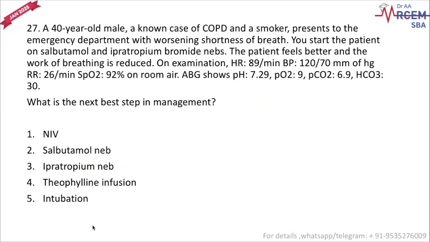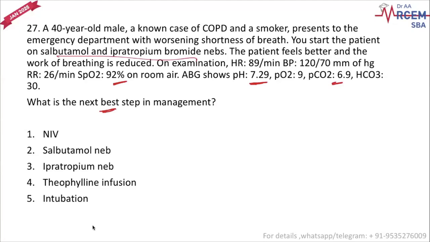A 40 years old male, a known case of COPD and a smoker, presents to the ED with worsening of the shortness of breath. You start the patient on salbutamol and ipratropium bromide nebs. The patient feels better and the work of breathing is reduced. On examination, vitals look better, but some amount of acidosis is still there. PaCO2 values are still on the higher side. What is the next best step in the management? They are asking.